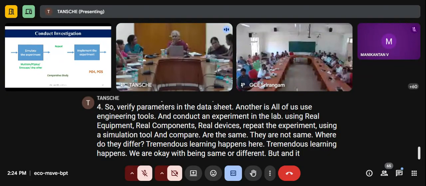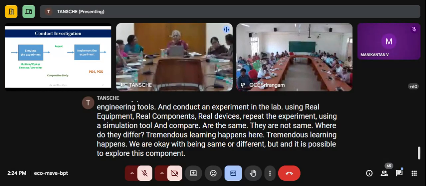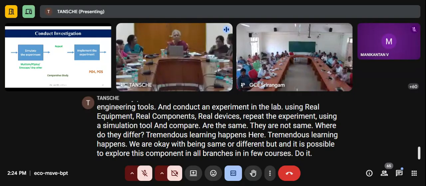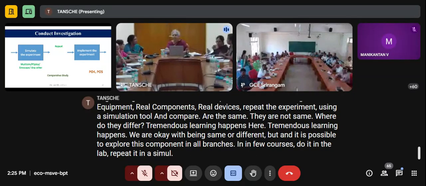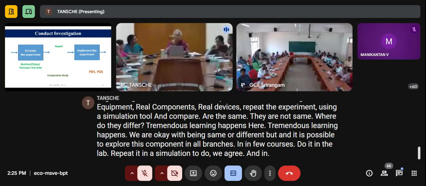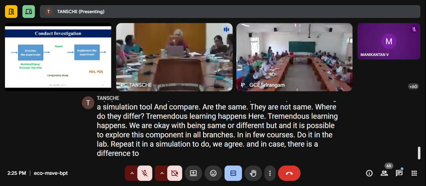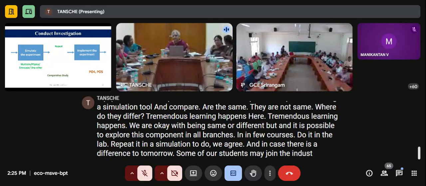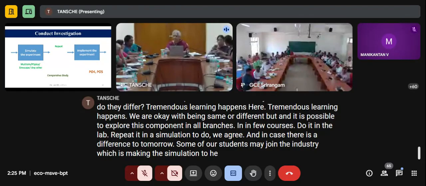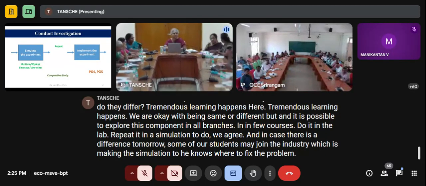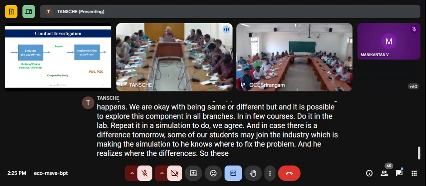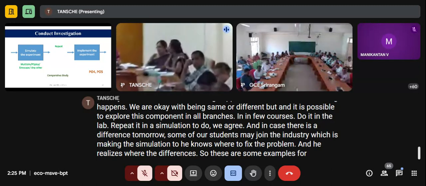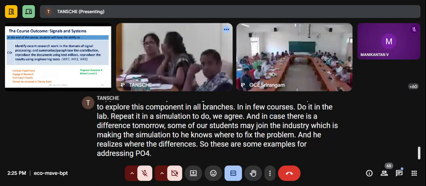And it is possible to explore this component in all branches in a few courses. Do it in the lab, repeat it in a simulation tool. Do we agree? And in case there is a difference, tomorrow some of our students may join the industry which is making the simulation tool. He knows where to fix the problem and he realizes where the difference is. So these are some examples for addressing PO4.